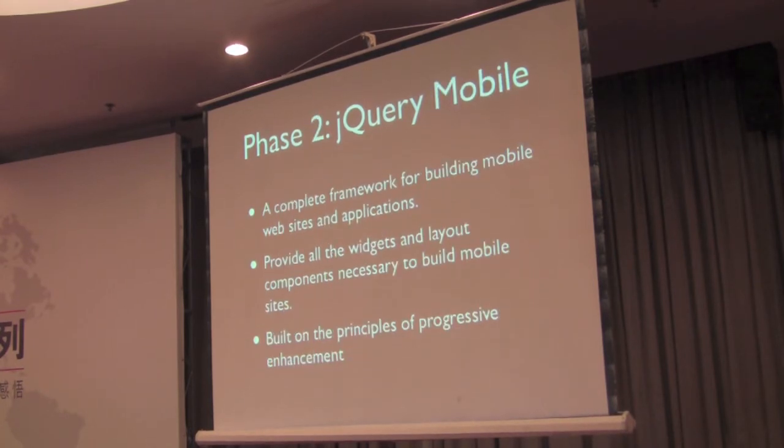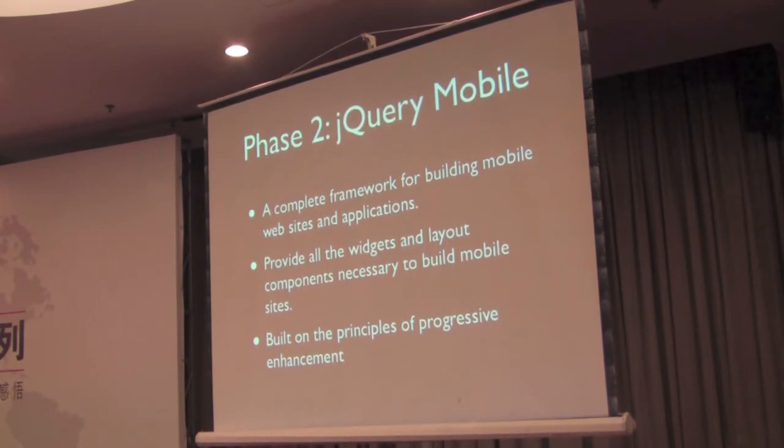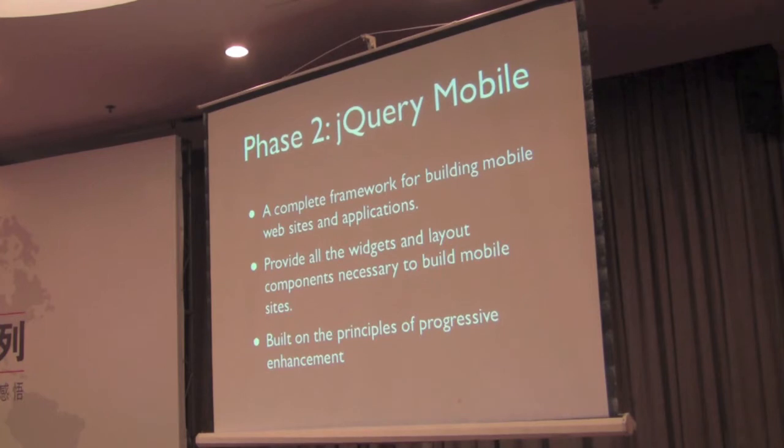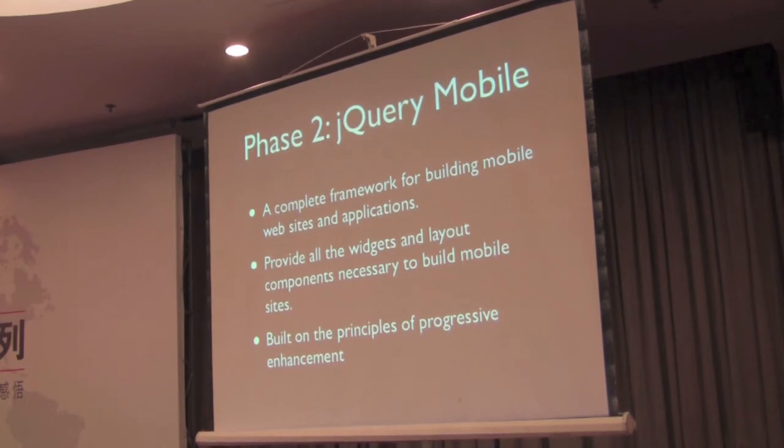The second thing that we're working on is what we call jQuery Mobile. jQuery Mobile is a user interface framework that you can use to build entire mobile web applications. This ends up being very useful because it allows you to build something that looks really good and works across many platforms. This is all the widgets and components that you need to build that good experience.